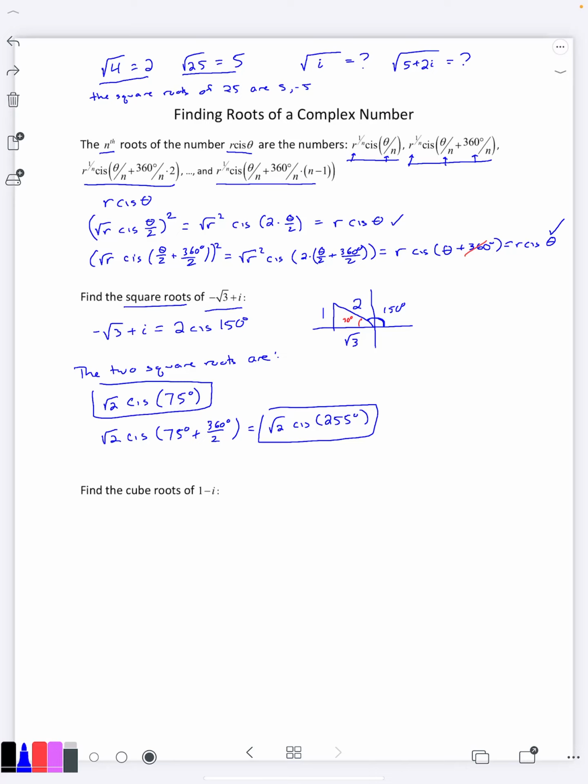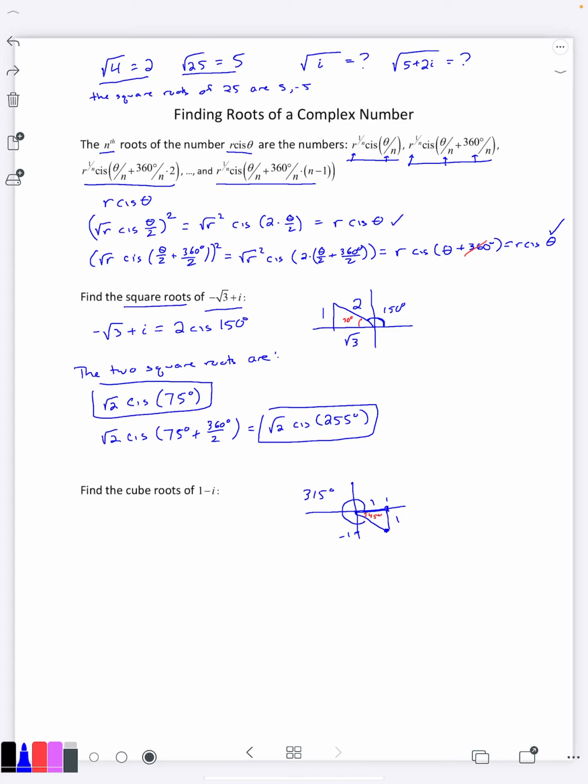So once we're good with that, let's look at the next example, which is the cube roots of 1 minus i. Once again, we're going to start by converting this into the trigonometric form. So 1 to the right, down 1 on the i part. So we're here at 1 minus i. And we know this is a 45, 45, 90 right triangle. So this is a 45-degree angle here. That means measured from the x-axis, this would be 315 degrees.